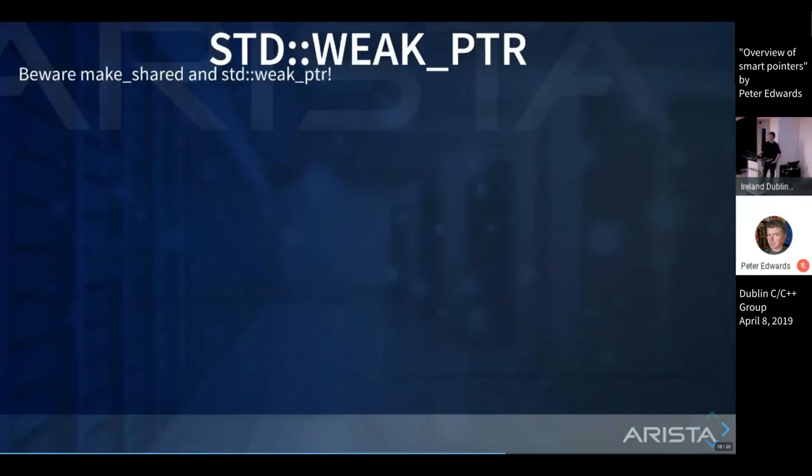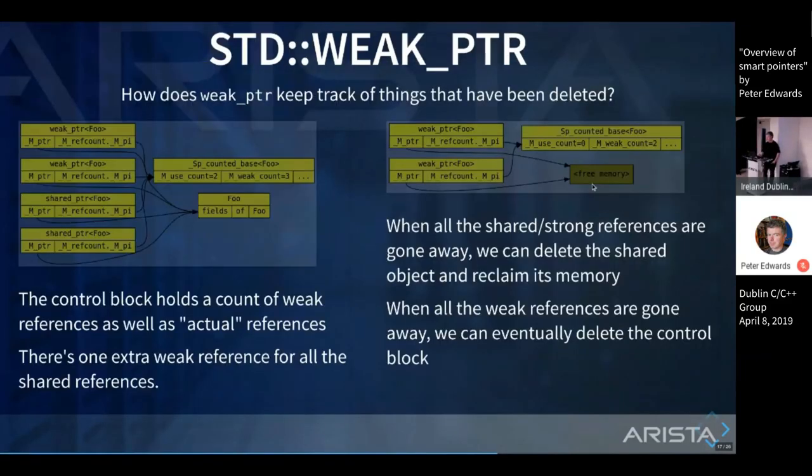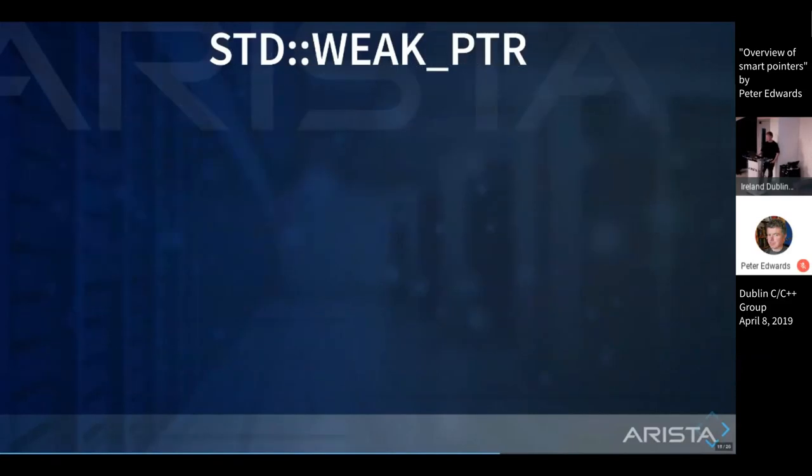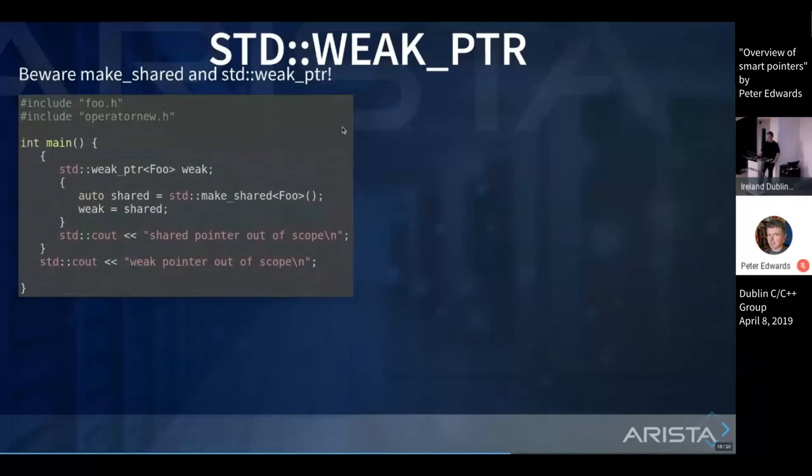Make shared obviously interacts badly with weak pointer, or at least it can. If you have a very, very large object and you use weak pointers with it, looking at the previous example, if we had used make shared here, these two objects would be taking up the same heap allocated block, both the control block and the object to keep track of. So in that case, even with your weak pointer, you can't actually free the object. We can see that in practice here.